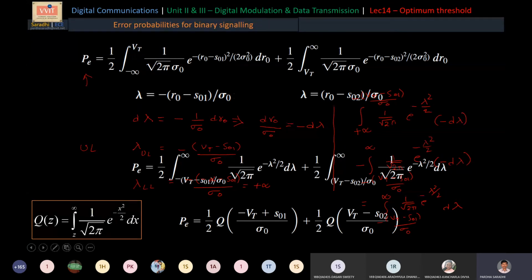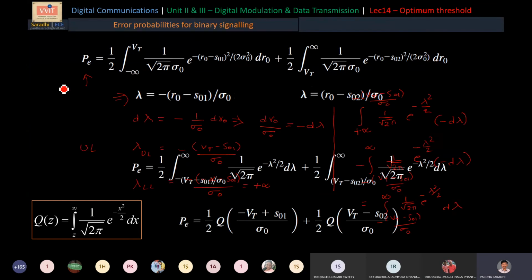Sir, how do we get e power minus lambda square by 2? Actually, we are assuming lambda equal to minus of (r naught minus S01) by sigma naught. Square it on both sides. Minus a square is plus. Oh, okay, sir.